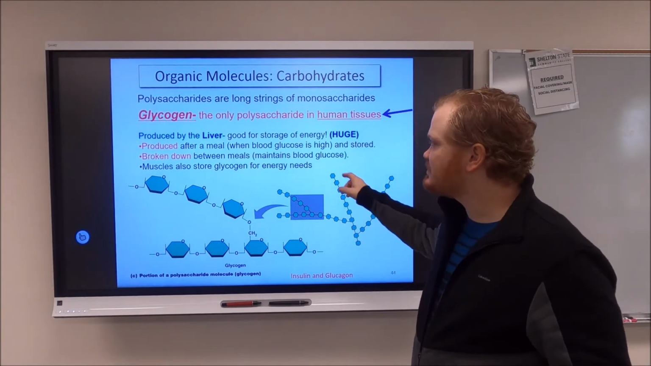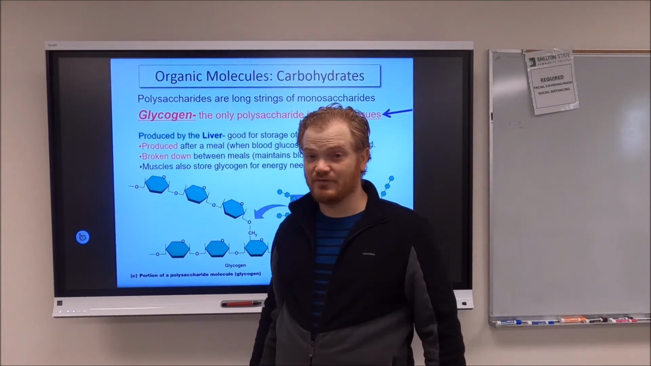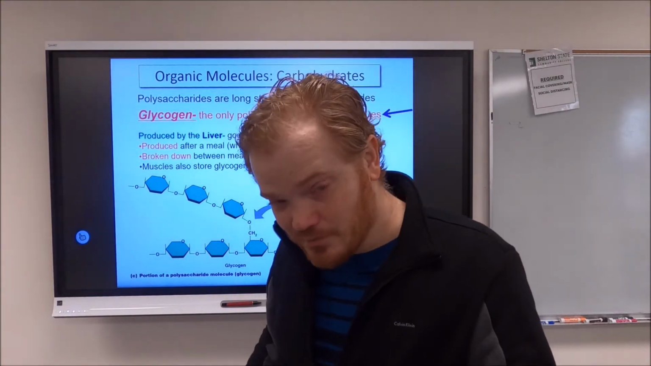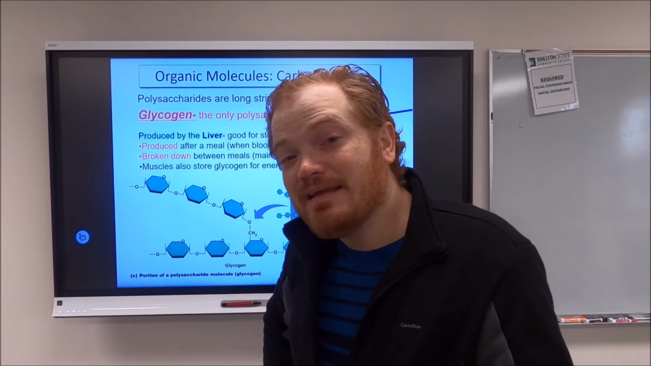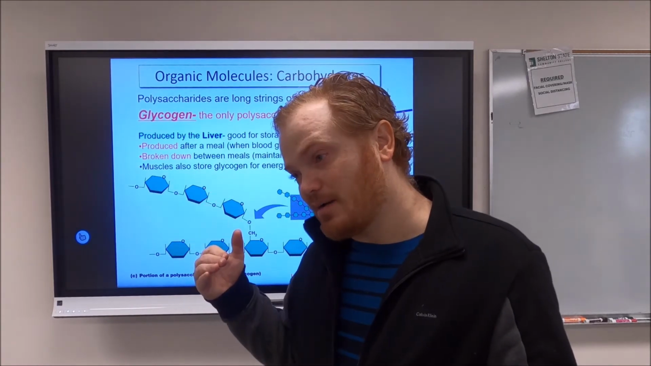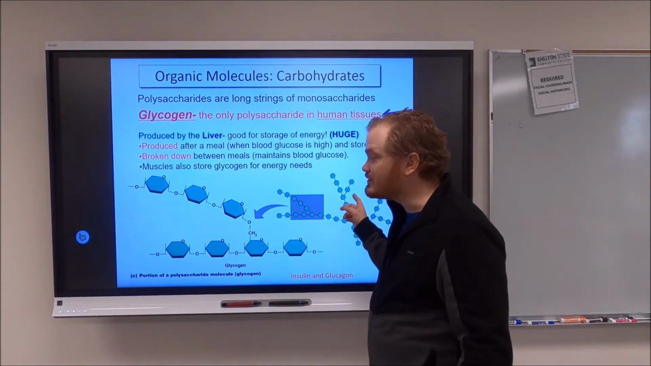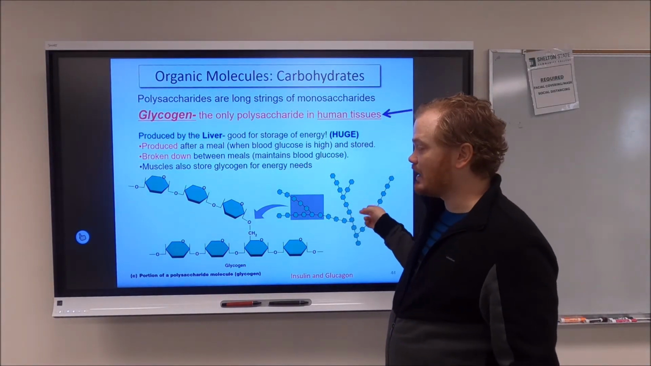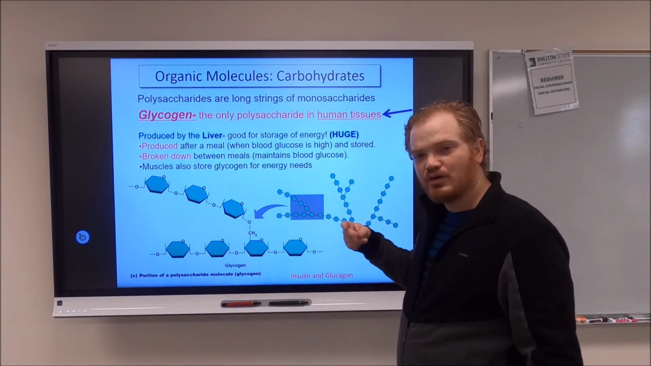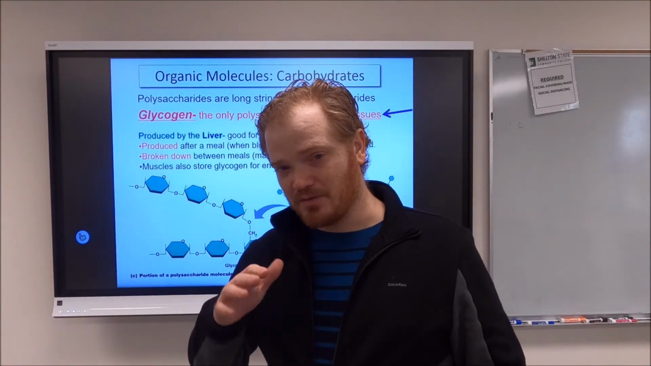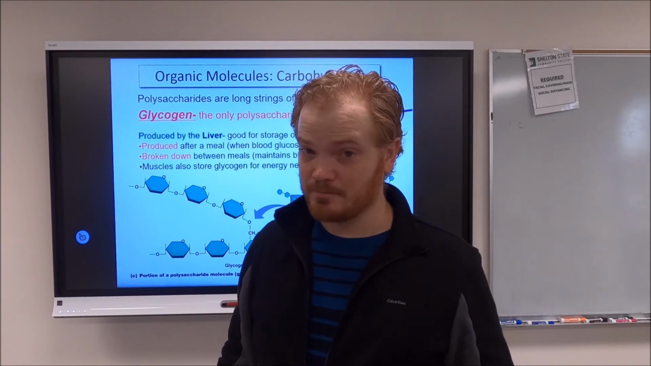So if you make lots of this in the liver, it's going to stay in the liver until you go many hours without having anything to eat. Your blood sugar levels start to drop, so you release a different hormone, and that signals for the hydrolysis, the breaking down of glycogen, and you start trickling out glucose back into the bloodstream to maintain your blood glucose levels around 70 or 80 milligrams per deciliter.